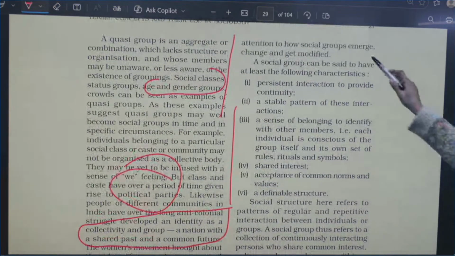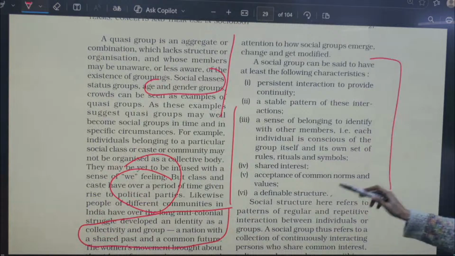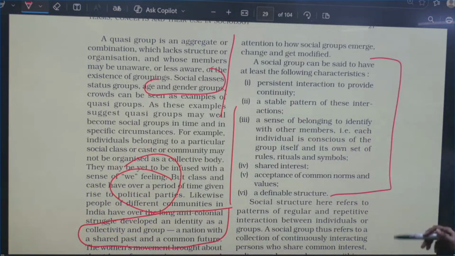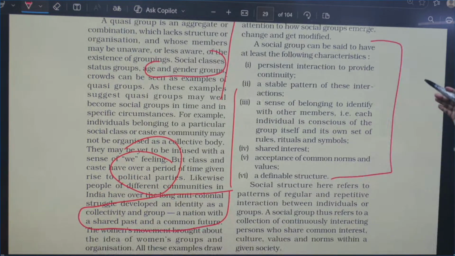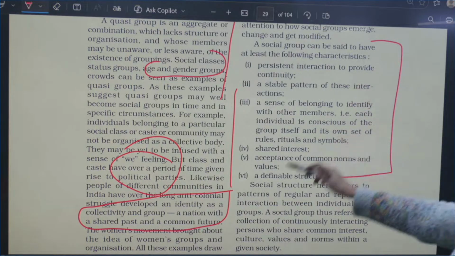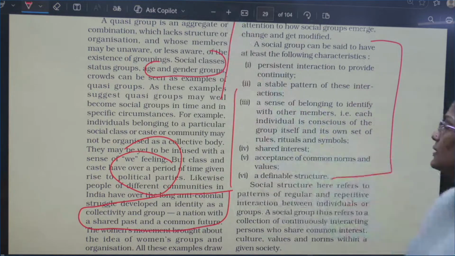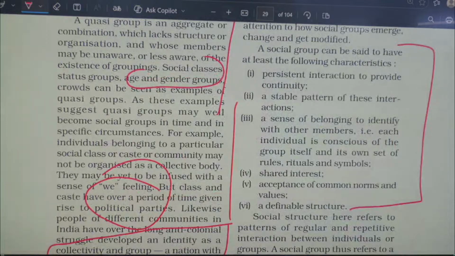Then you can write this down in your notes right now. A social group can be said to have at least the following characteristics. Write down the 6 characteristics quickly.